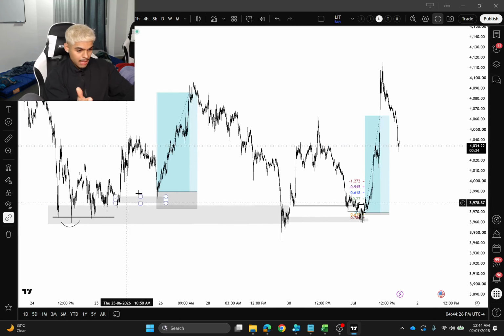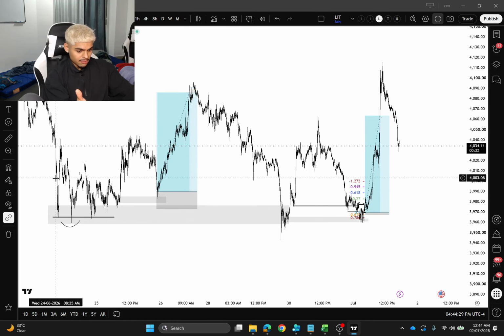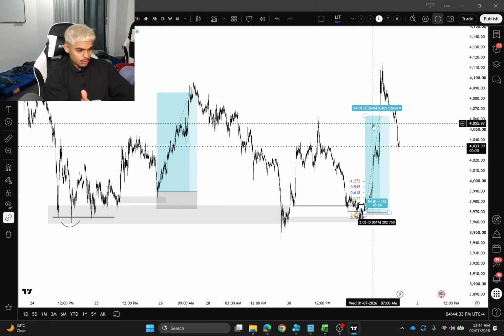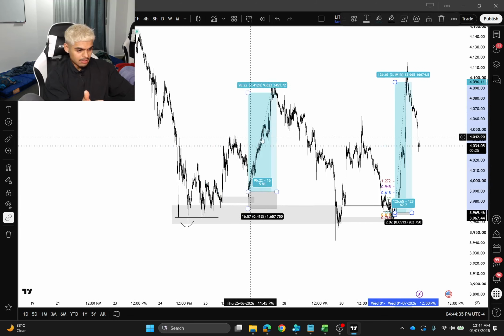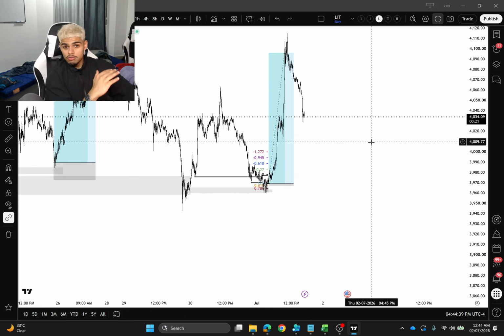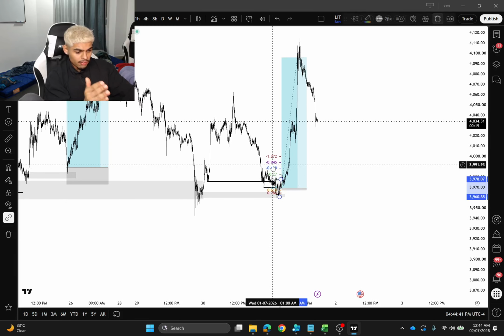Now the same thing happened here. Look at this. Look at the pattern, right? Wednesday, Thursday. Today it happened on Tuesday and Wednesday. You could have caught this entire move all the way to maybe these highs as well. Now look at that. That's 1:62. This is the cleanest explanation of how you could have caught it.